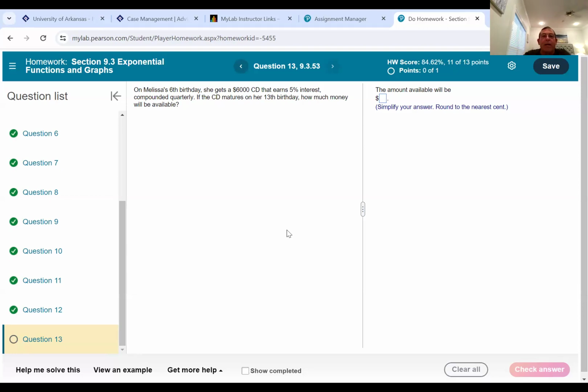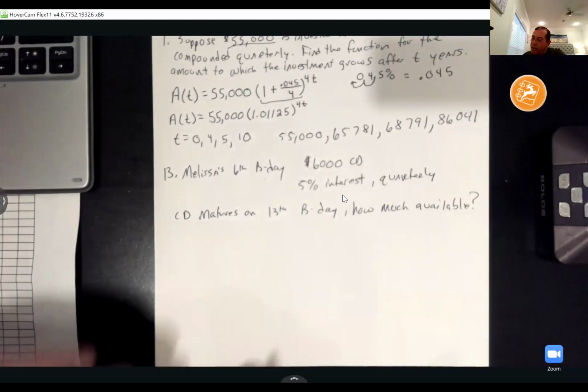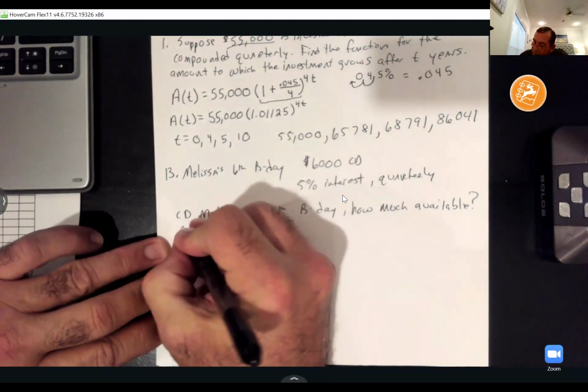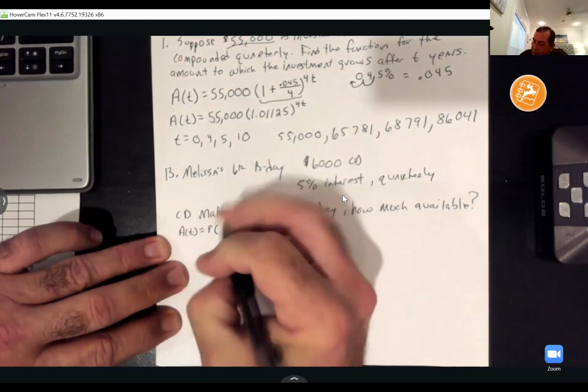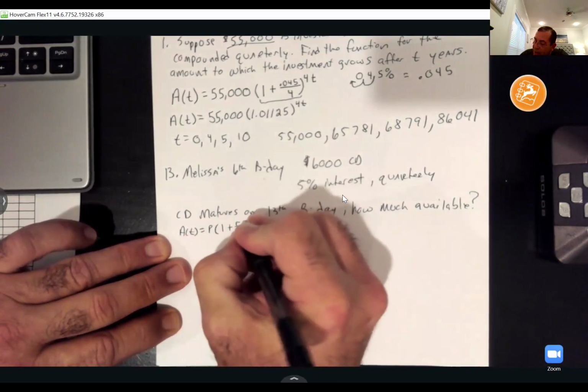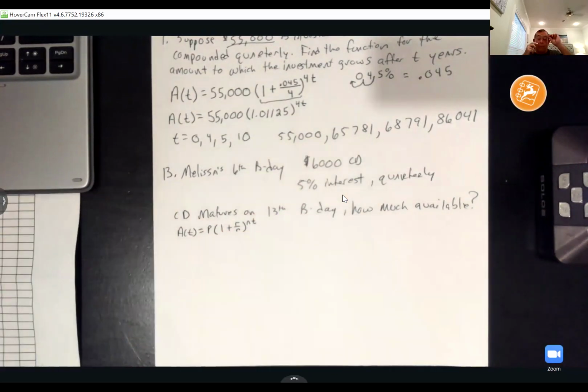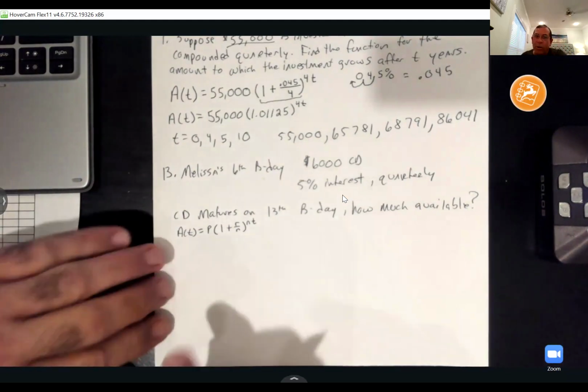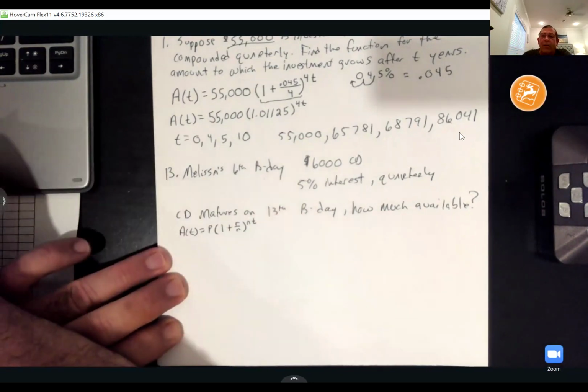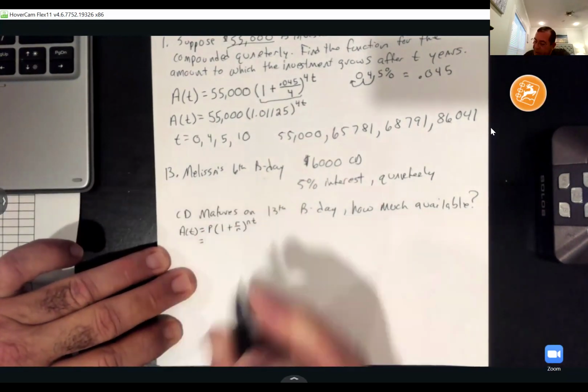So I got my information written down, so let's go play with this one. Now this one, notice it says round to the nearest cent. When they say round to the nearest cent, they want 2 decimal places, like 25 cents or 34 or something like that, okay? Now we're using the same formula. A of t will equal P times 1 plus R divided by N raised to the NT. Now, we're actually going to come up with an amount on this, how much she'll have available on that 13th birthday.